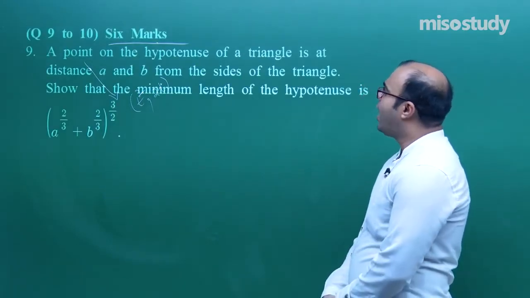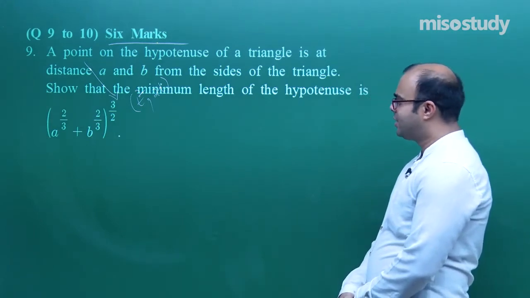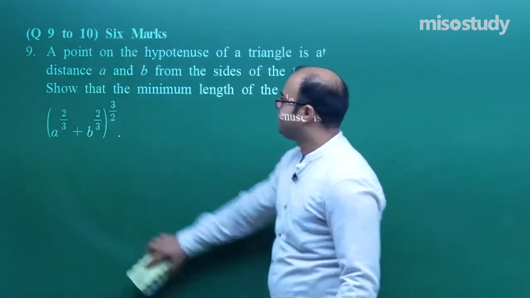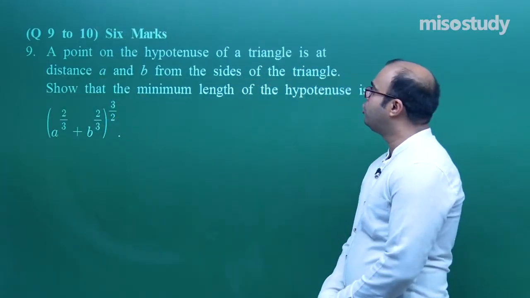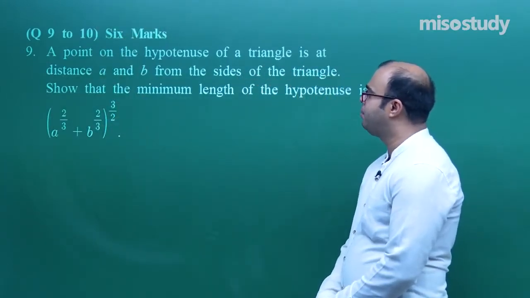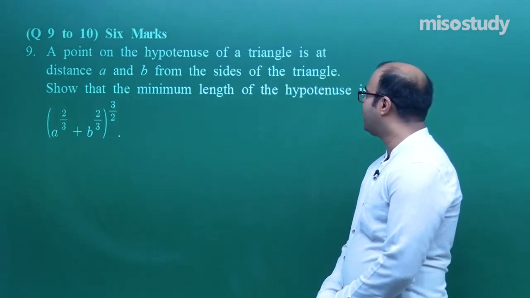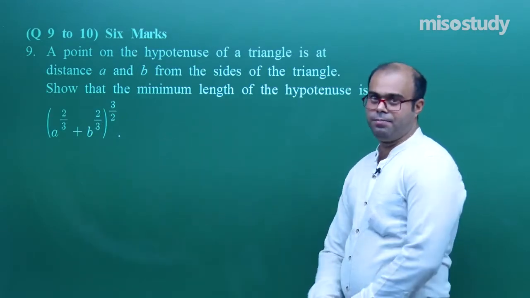Next, 9th question is a 6 marks question. A point on the hypotenuse of a triangle is at a distance A and B from the sides of the triangle. Show that the minimum length of the hypotenuse is this.